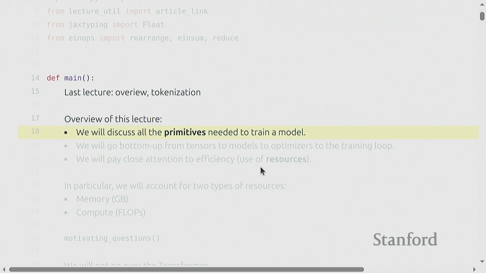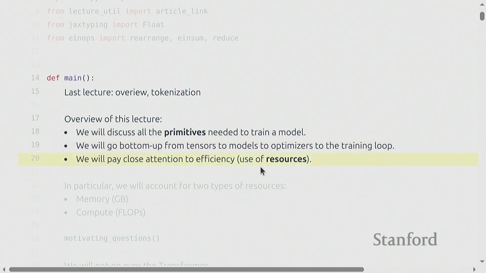We'll discuss the primitives in PyTorch that are needed. We're going to start with tensors, build models, optimizers, and training loop. And we're going to pay close attention to efficiency, in particular how we're using resources, both memory and compute.